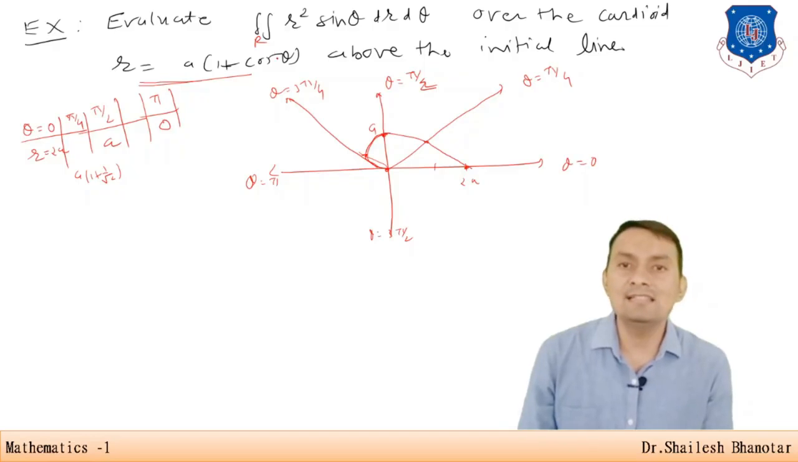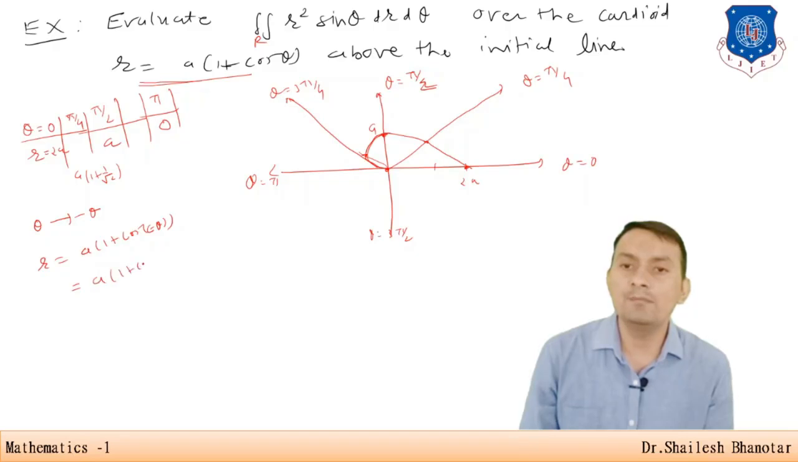But when I consider theta equal to minus theta, still our curve remains the same. If theta is replaced by minus theta, still our curve remains the same, that is cos of minus theta. So it is going to be what? a into 1 plus cos theta. Therefore, there is no change. Therefore, it is symmetrical about the initial line. This is the initial line.